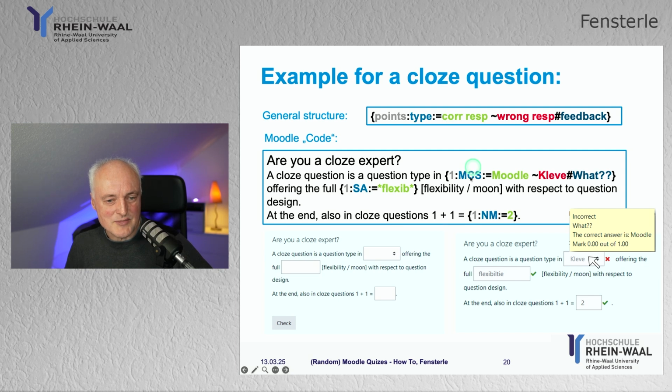A type is this MCS. This generates this thing which is flipped out. Another type is this short answer, which generates a field where you can freely type in text. And you can also, for example, generate numerical fields, NM. And this then is inserted, the text itself is inserted, and this then generates this type of response. Again, this has also been shown in the introduction.